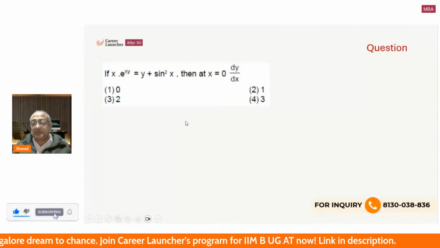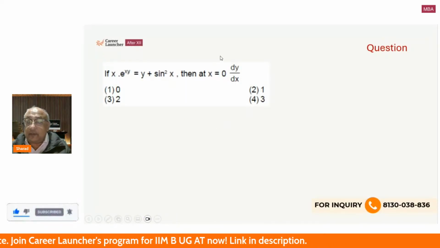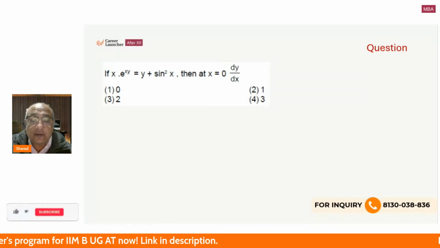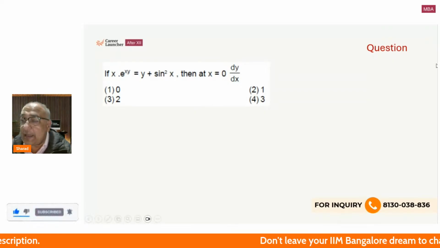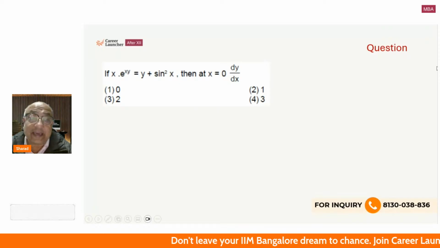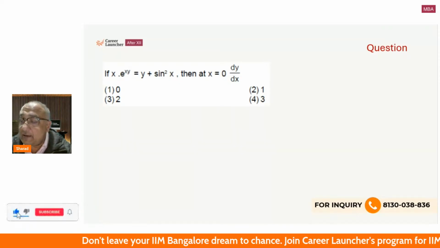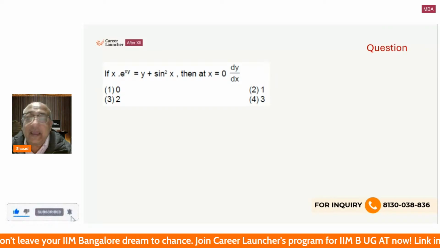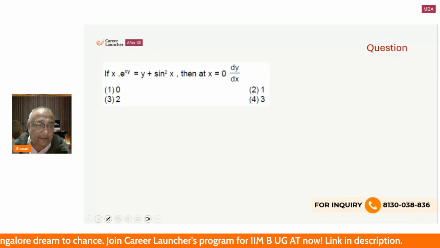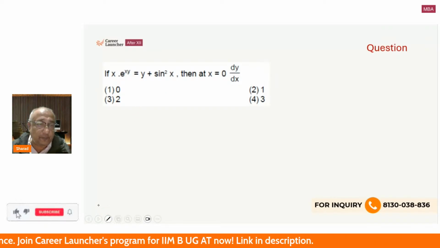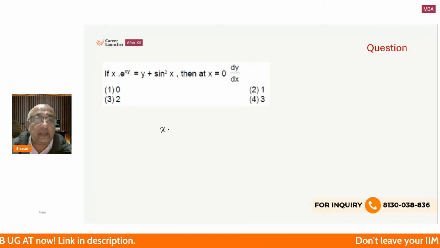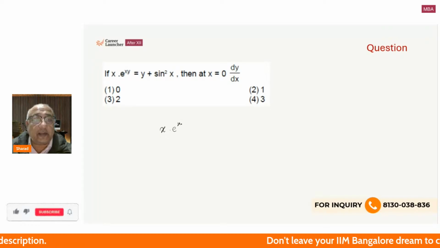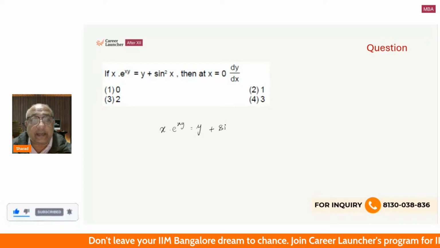The first question, which is here in front of you, deals with the concept of how we compute the derivative when you cannot have y in terms of x directly. This is called implicit differentiation, which is not very difficult. Let me solve this question for you, and this is the way things will get revised also. Let us rewrite this: x times e raised to power xy is equal to y plus sine square x.